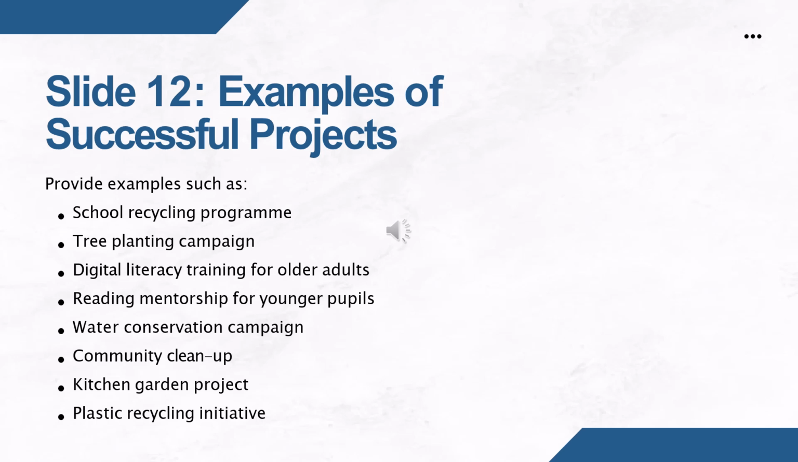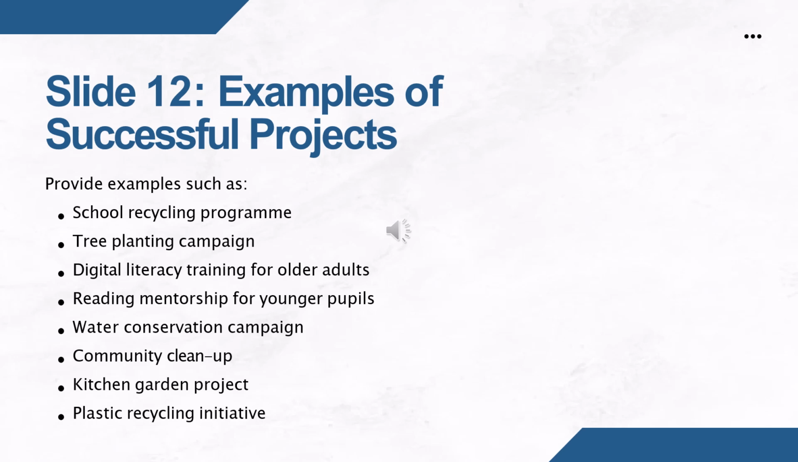Community service learning projects can take many different forms depending on the needs of the community. The most successful projects are those that address real challenges while giving learners an opportunity to apply their knowledge and skills. For example, learners can organize a school recycling program to reduce waste and promote environmental conservation. They may also participate in a tree planting campaign to improve the environment and help combat climate change.